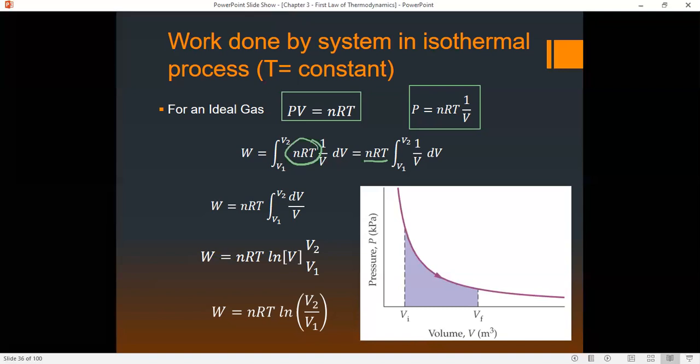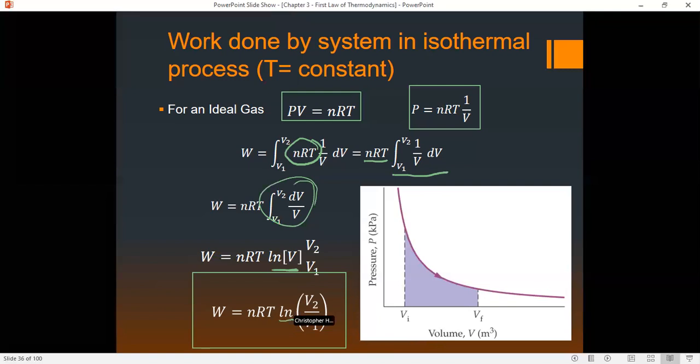So here is our integral, which is a real classic integral. When we take the integral of 1 over what we're integrating, we get natural log. Okay, so we integrate this, we get natural log. And although you don't need to know how this is derived, you do need to know that this is the equation for work done by an isothermal system. Okay, so again, a little bit complicated.